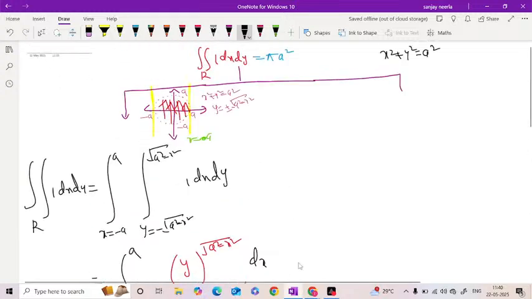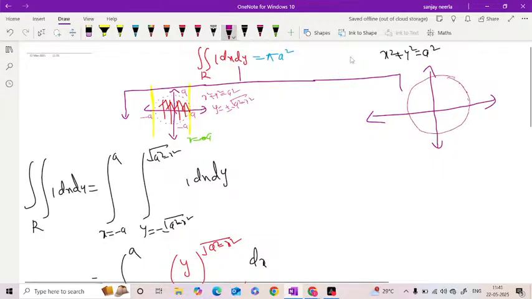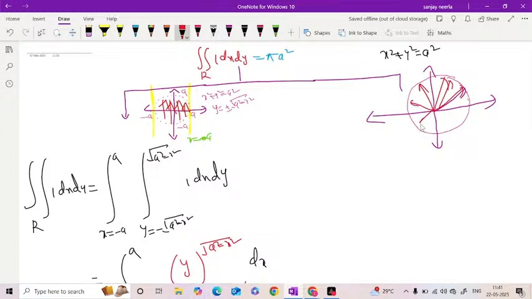Similarly, we will solve for the same result using the polar form also. What is the polar form here? Now this is the y-axis and this is the x-axis, and we know that our path is a circular path. Now what are the r limits and what are the theta limits?